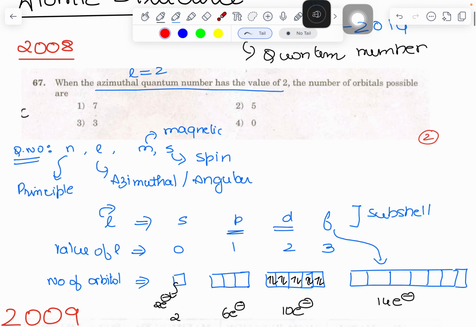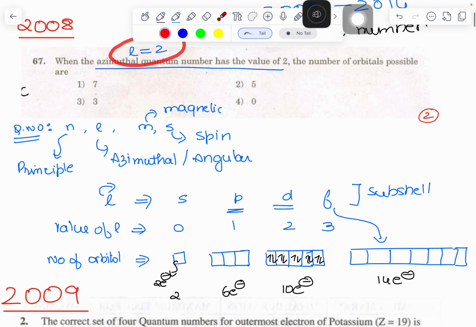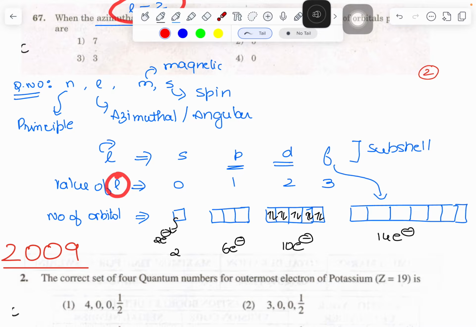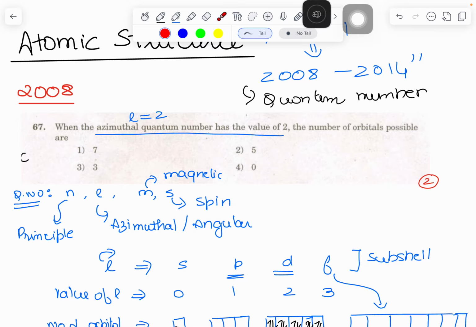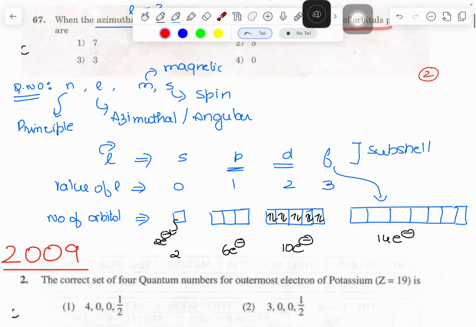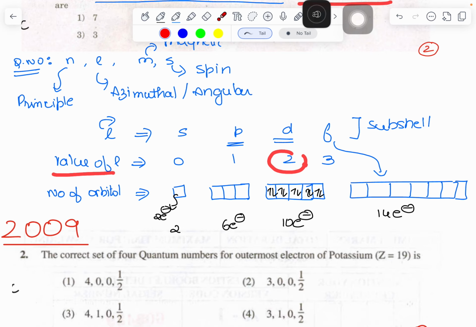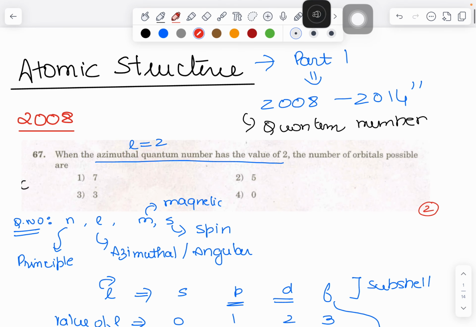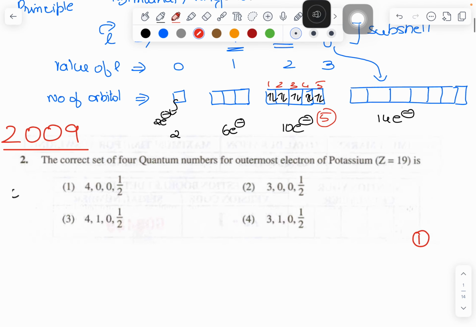Now let's go back to the question. The azimuthal quantum number L is equal to 2. So the value of L is 2 here, so the answer is D. They are talking about the D subshell. They have asked the number of orbitals possible for L equal to 2. So the number of orbitals is how much? 1, 2, 3, 4, 5. So the number of orbitals is 5. Answer is 2. Hope that is clear.